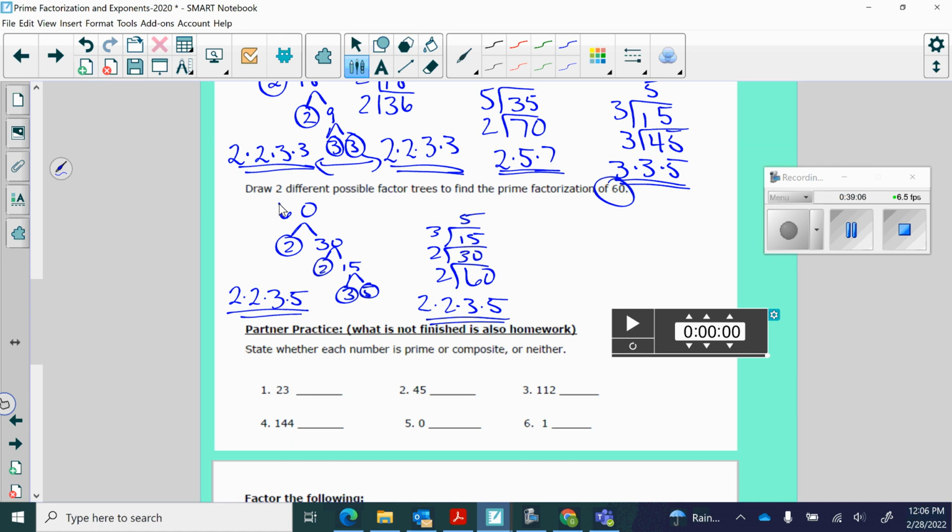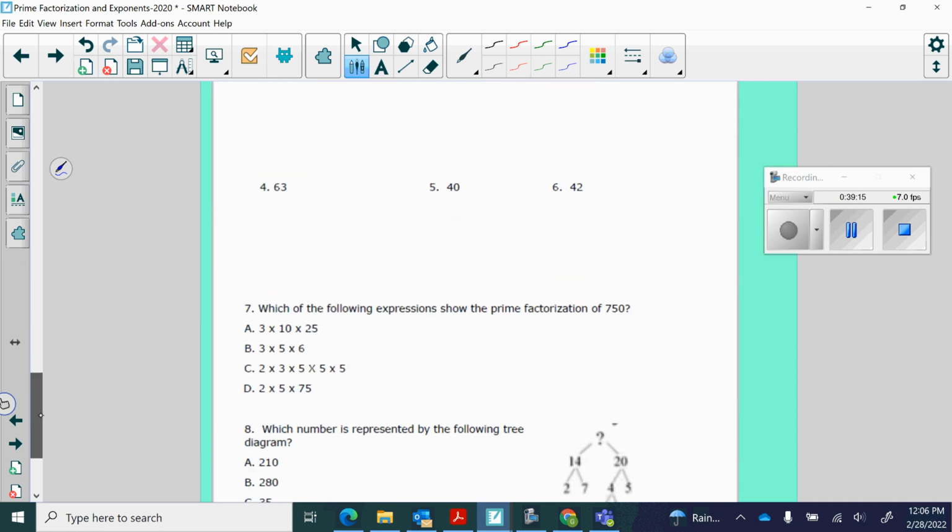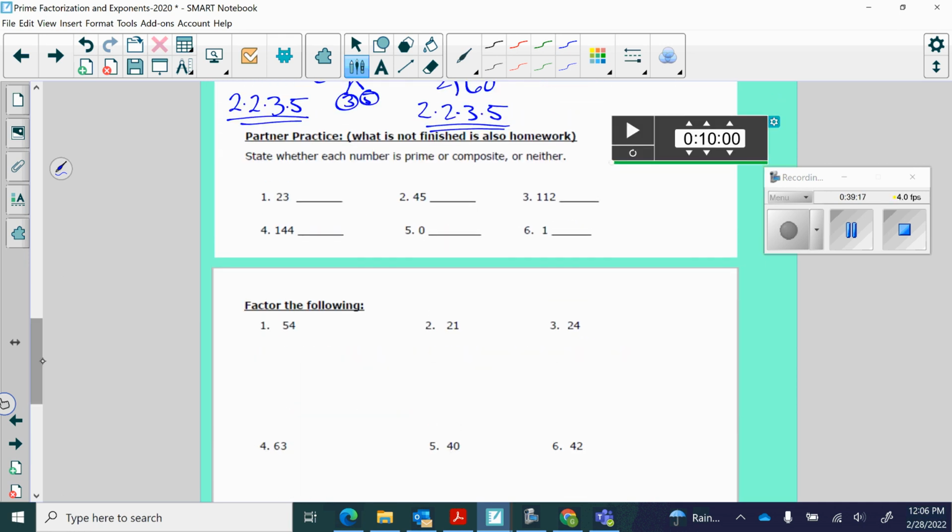Okay. So we have 2 pages, page and a part left. I want you guys to finish the bottom part here and all of the rest of the next page. You have 10 minutes. Go.